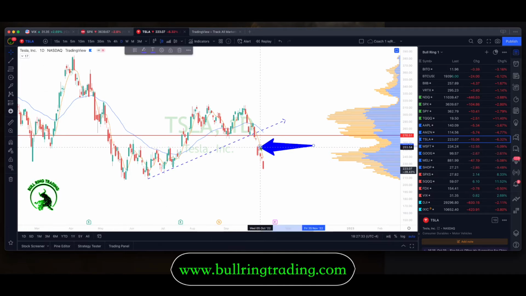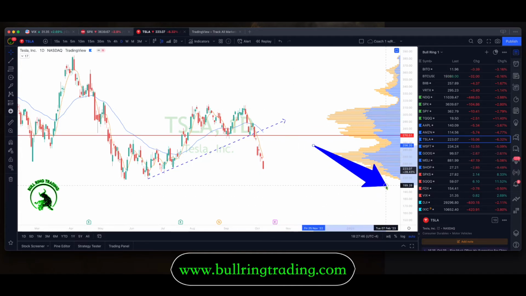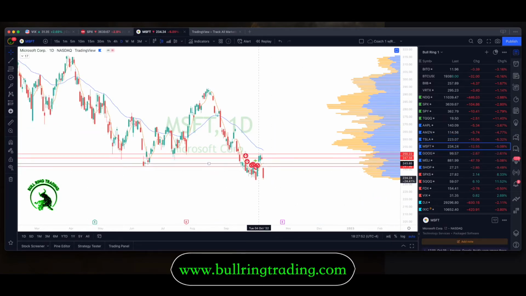The reason being is because I see these shelves here. I saw that. I knew this wouldn't hold just based off experience. And now look at this. On the daily, not a lot of support down here. So I think Tesla will continue down around the, let's leave it there, 195 area. So keep an eye out on Tesla.